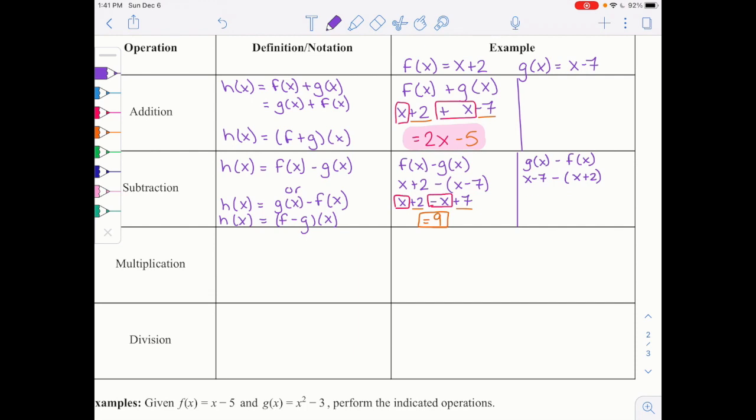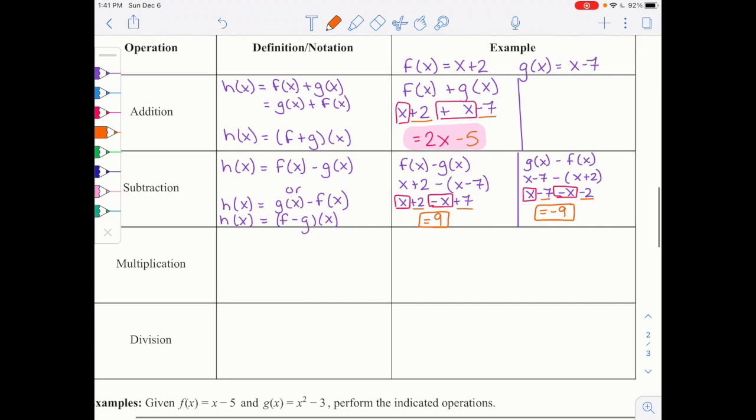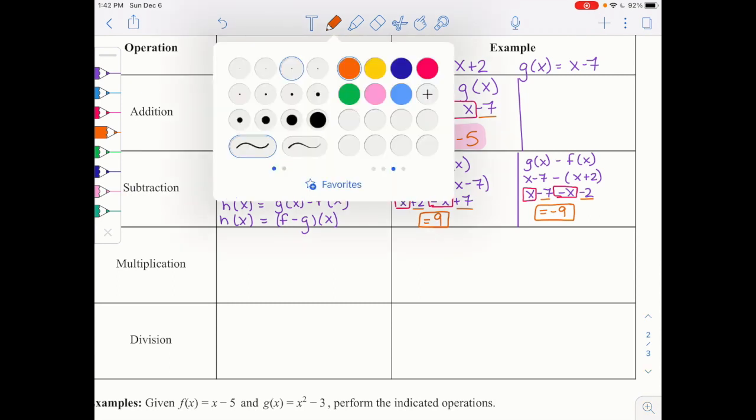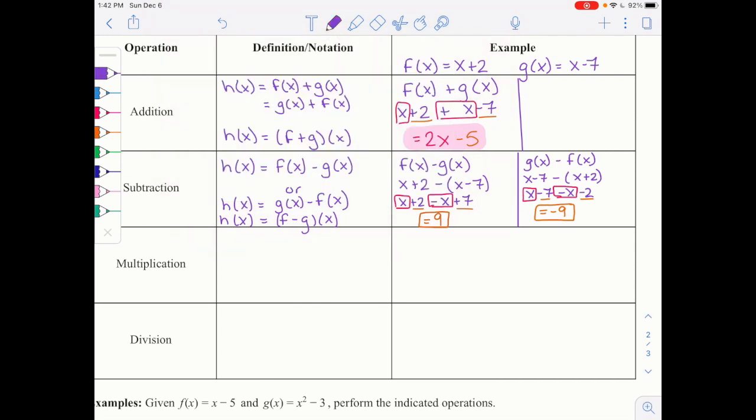And then here I'm going to get x minus 7 minus x minus 2. And combine your like terms. So again, x minus x cancels, so it looks like I might get something similar, but then negative 7 and negative 2 gets me negative 9. So it is not the same function. One is a horizontal line at 9 and one is a horizontal line at negative 9. So not the same.